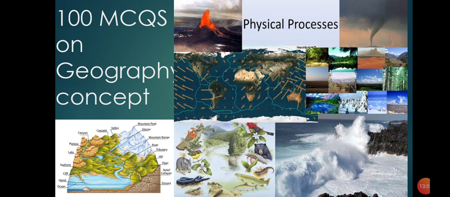Question number 19. Consider the following statement. Abyssal plains are extensive plains that lie between the continental margin and mid-oceanic ridge. They are among the flattest, smoothest, and the least explored regions of Earth. Abyssal plains cover more than 50% of the Earth's surface.